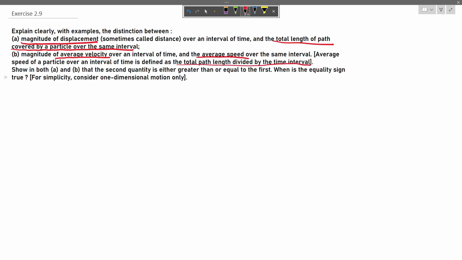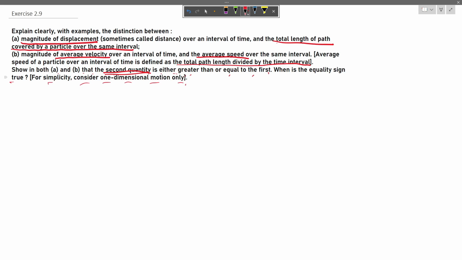Next we have: show in both A and B that the second quantity is either greater than or equal to the first. The second quantity refers to the displacement and the path. In section A we have the second quantity as the total distance, and in B we have the second quantity as the average speed. The second quantity is either greater than or equal to the first. When is the equality sign true? For simplicity, consider one-dimensional motion only.